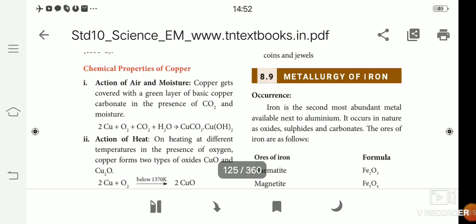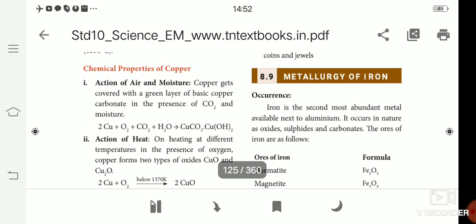The chemical properties of copper. The first point is the action of air and moisture, then the action of heat, then the action of acids: dilute HCl, dilute sulfuric acid, then dilute nitric acid. The first point, the action of air and moisture: copper gets covered with a green layer of basic copper carbonate in the presence of carbon dioxide and moisture.